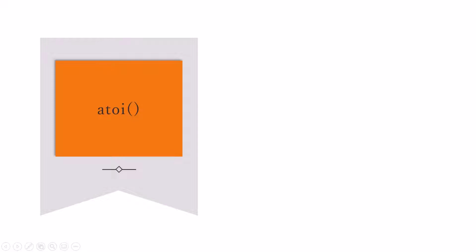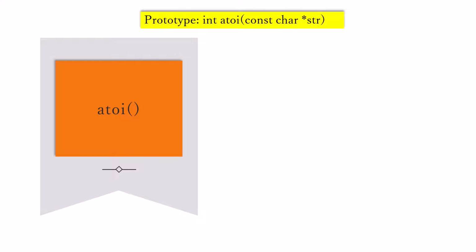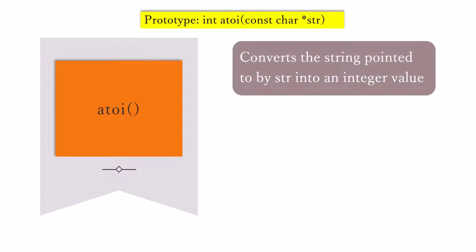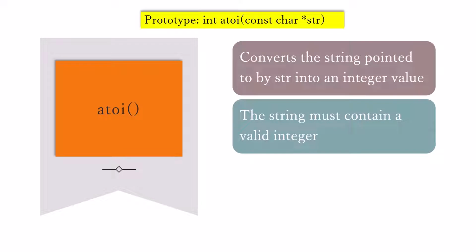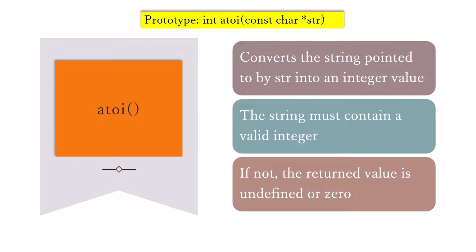atoi, ASCII to integer. And from the prototype, this function returns an integer taking as argument a constant character string. It converts the string pointed to by str into an integer value. The string must contain valid integers, of course. If not, the return value is undefined or 0.